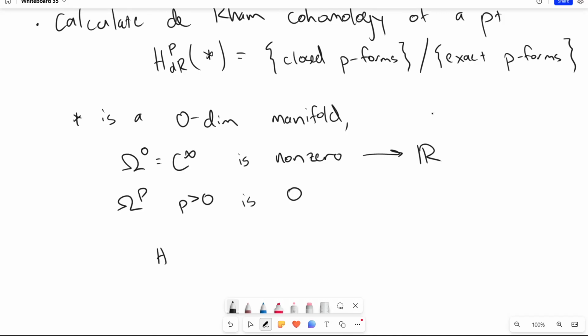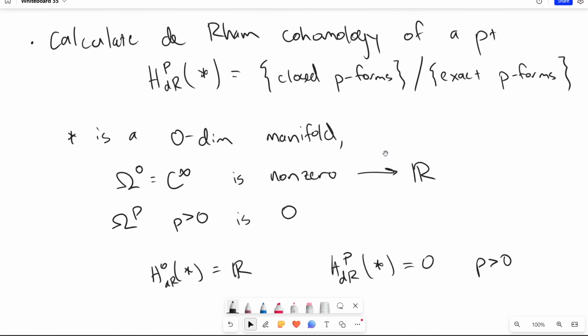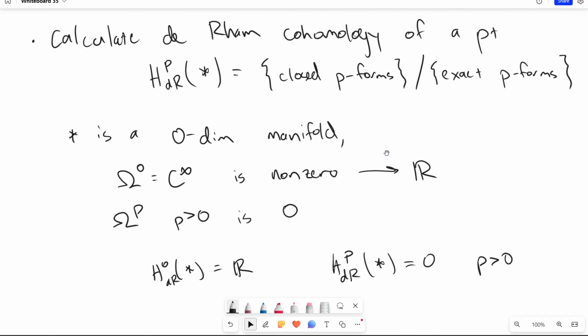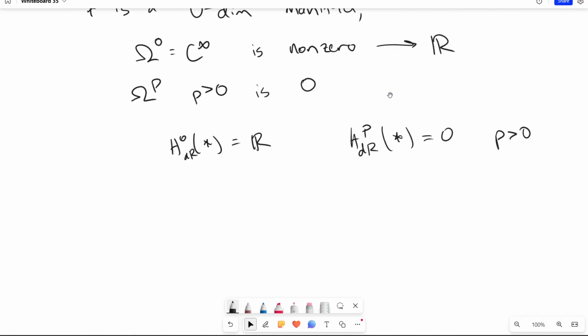We'll get that H^0_dR of a point is R mod 0, which is R, and H^p_dR is going to be 0 mod 0, which is 0. So now that we figured out what it is for a point, we're going to have to figure out the de Rham cohomology of a contractible manifold. We're going to show that de Rham cohomology is a homotopy invariant. So our next task is to show de Rham cohomology is homotopy invariant.